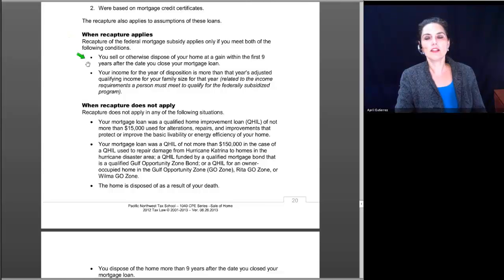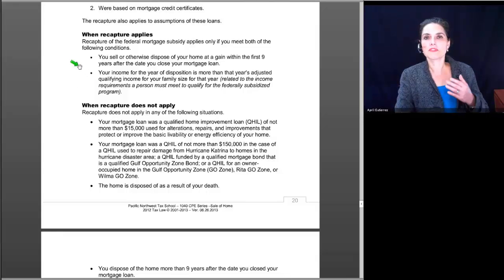Number one, you sell or otherwise dispose of your home at a gain or a profit within the first 9 years after the date you close on the mortgage loan. And number two, your income from the year of disposition is more than that year's adjusted qualifying income for your family size, related to the income requirements a person must meet to qualify for the federally subsidized program.